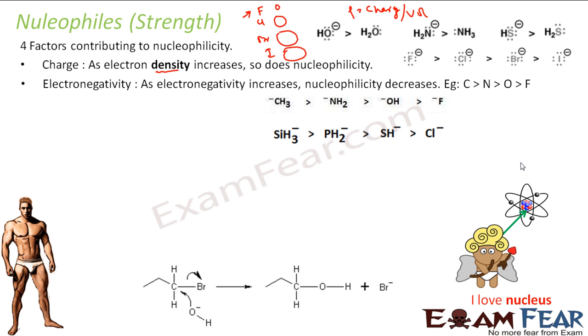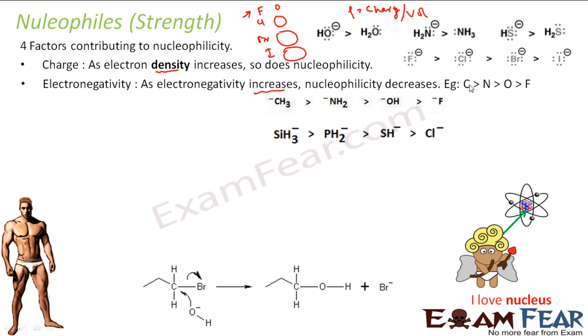The second factor is the electronegativity. So it says that as the electronegativity increases, the nucleophilicity decreases. Why? See, if the electronegativity increases, that means that particular species wants to hog more electrons, wants to grab more electrons, right? That means it will not be able to give electrons, correct? So it will not give electrons.